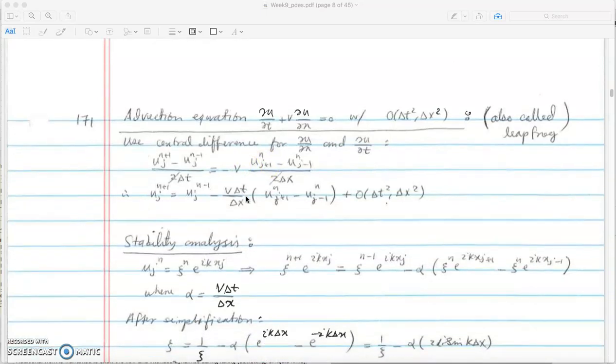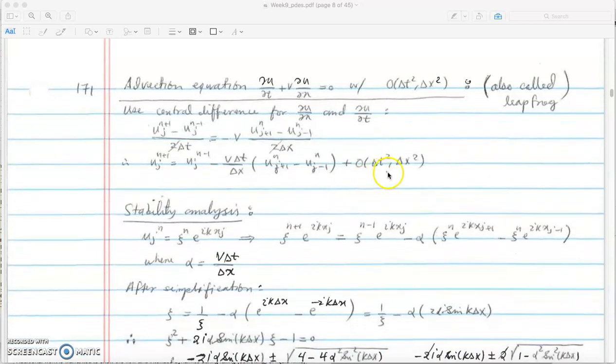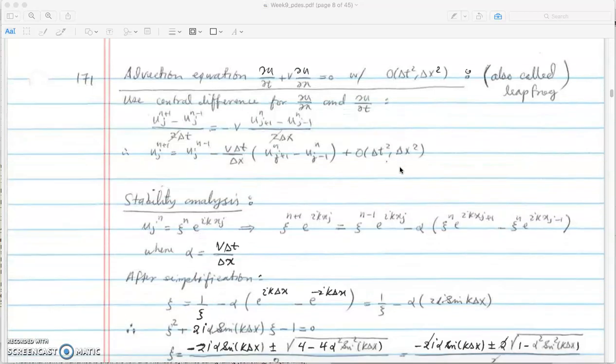We keep the highest time index, which is n plus 1, on the left, and move everything else to the right. So you get u_j^(n-1) from here, move to the right side, so you get a plus sign. We also multiply through by 2 del t, so we get minus v 2 del t, and then divide by 2 del x, as the 2 cancels out, we get v del t over del x, and then this piece is just left over, so we get u_(j+1)^n minus u_(j-1)^n. Just to remind you, this is second order in time and second order in space, because we're using central difference in time and space.